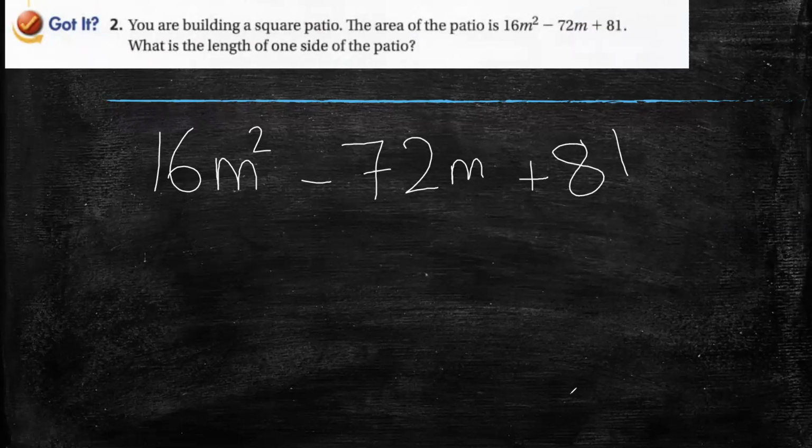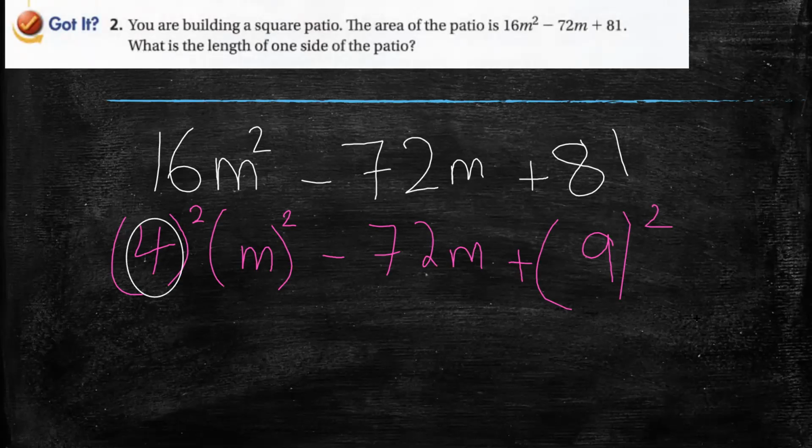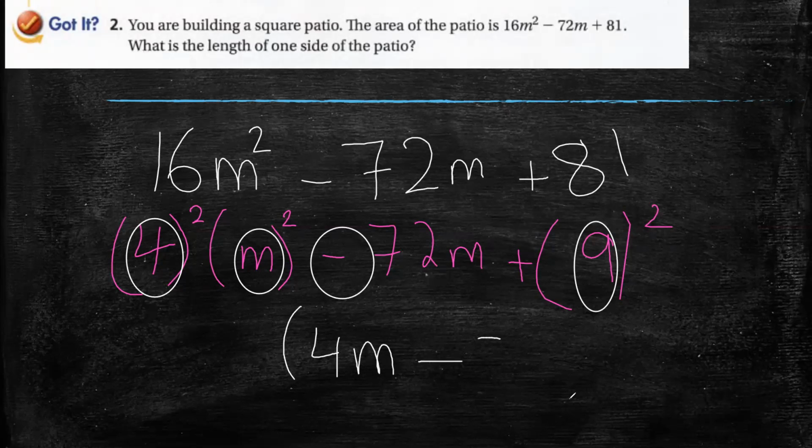Look at the first number here, which is 16. Is it a perfect square? Yes, it is 4 squared. And m squared. Is 81 a perfect square? Yes, it is 9 squared. Now I want you to take one from the 4s and one from the m, the minus sign, and the 9, and put them down here. It will be 4m minus 9, then squared.